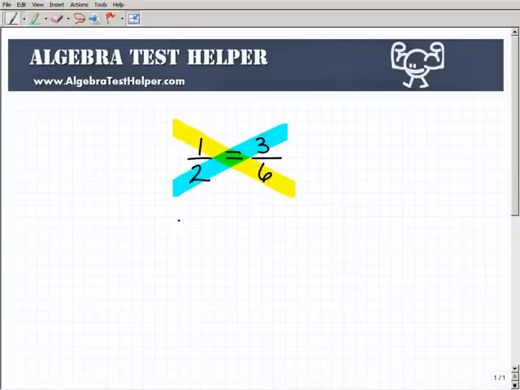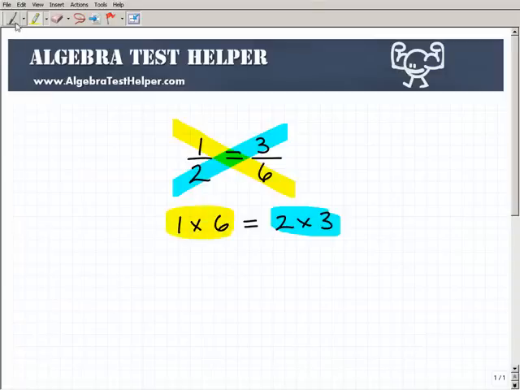So 1 times 6 is equal to 2 times 3. Now we're not solving any equation here. All I'm doing is showing you this property, and then we'll apply it in a second in an actual equation. So 1 times 6, of course, is 6, and 2 times 3 is 6. So using the cross product property, we can solve a proportion. Let me show you how this works now.